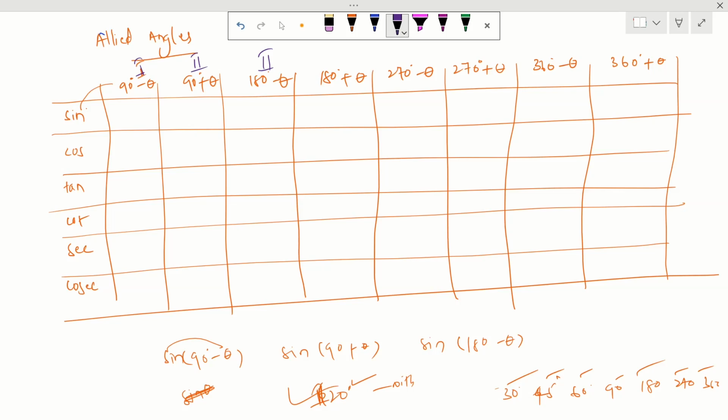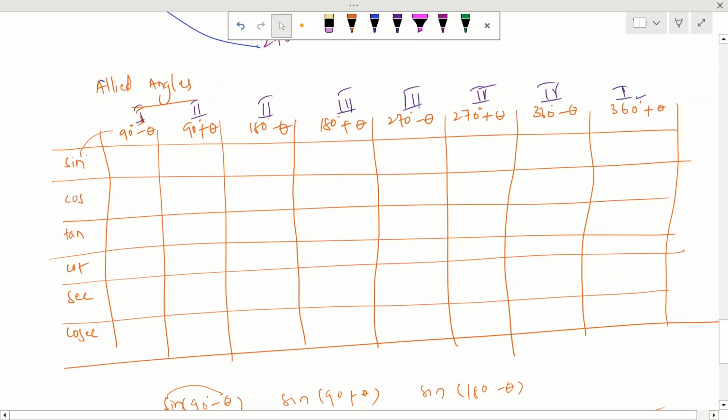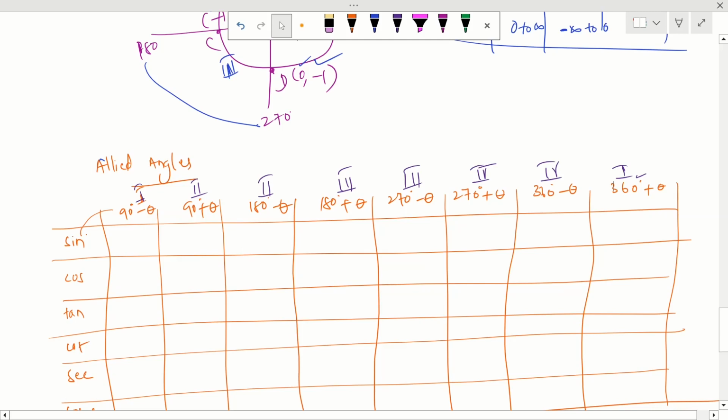And whatever is more than 180 degrees is in the third quadrant. What about 270 minus theta? It is less than 270, that means it is the third quadrant, right? And 270 plus theta is in the fourth quadrant. 360 minus theta is less than 360, so this is in the fourth quadrant. 360 plus theta is more than 360 degree, which means one complete cycle is completed and the second cycle begins, so it is in the first quadrant, right? So we can write from this clearly.